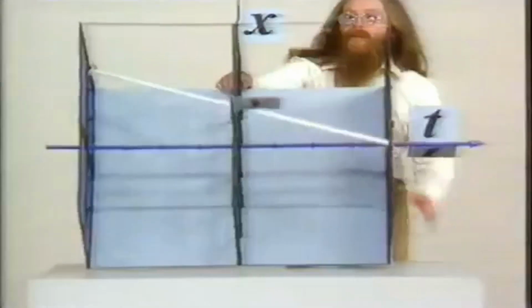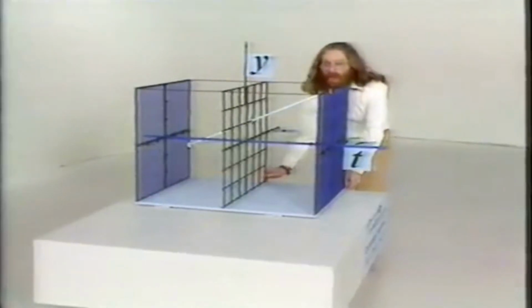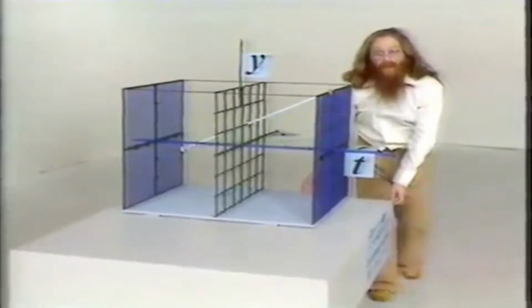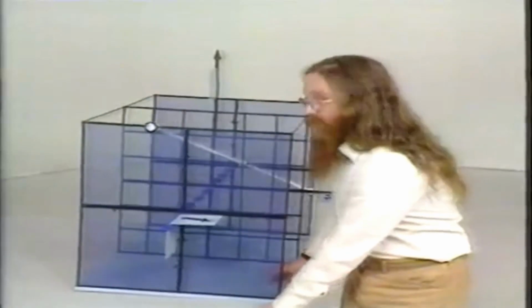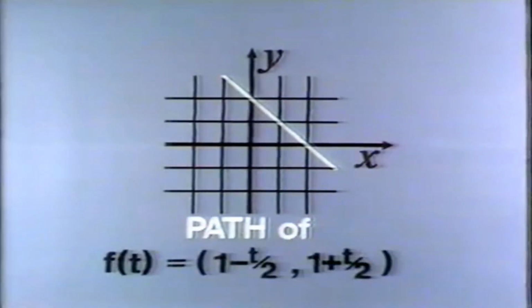So, by looking at this three-dimensional representation from appropriate angles, we can get the graphs of both the coordinate functions. And there's a third useful way of looking at this. That's straight down the t-axis. This is important. This straight-on view of the xy plane gives the set of image positions in the codomain R2. We call this set of image positions the path of the function.